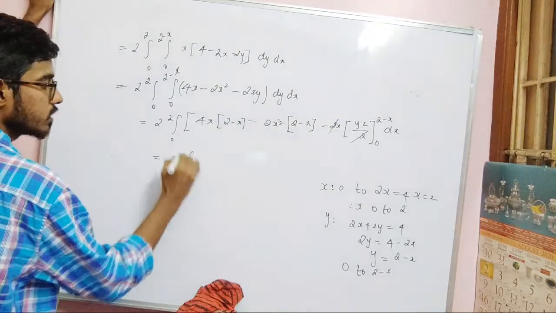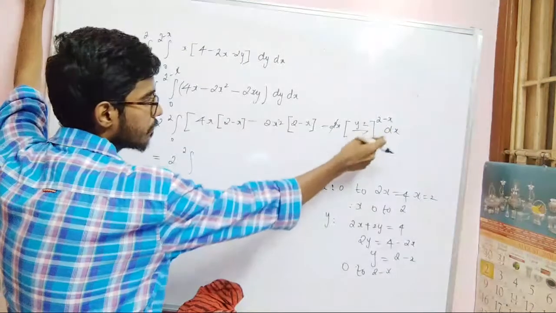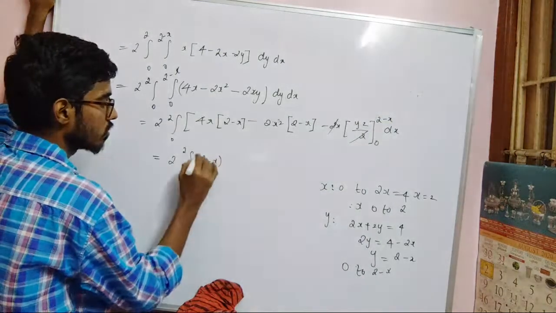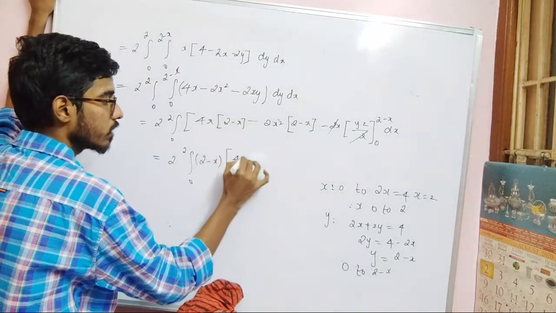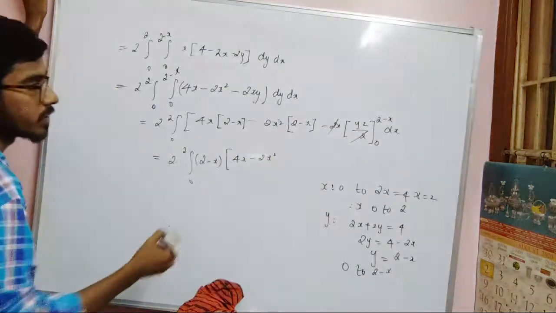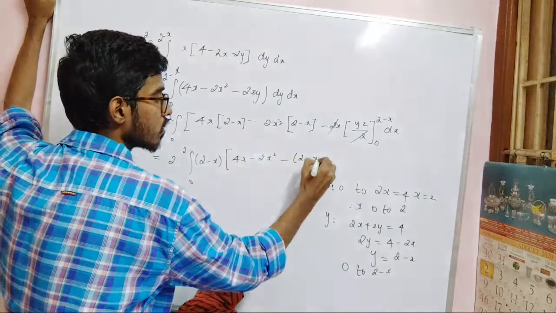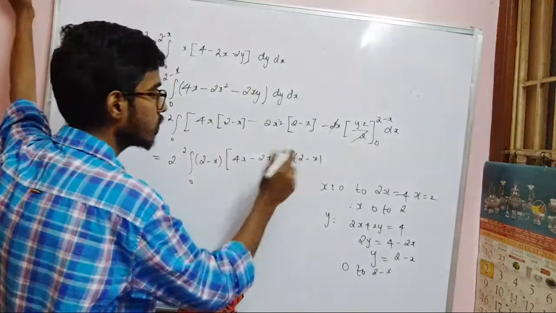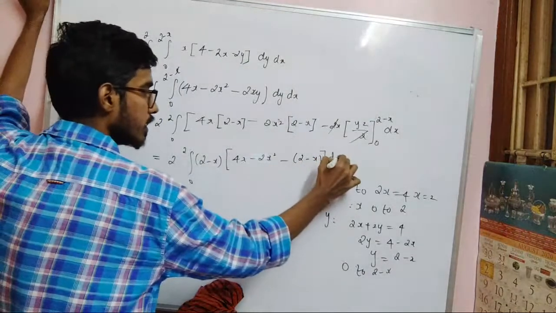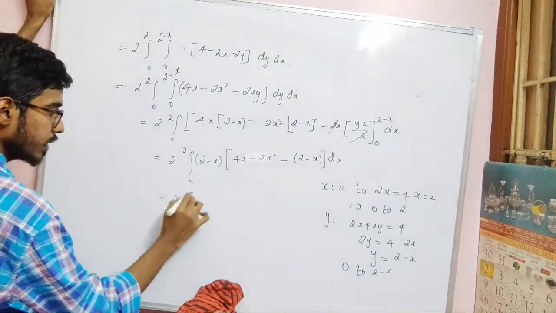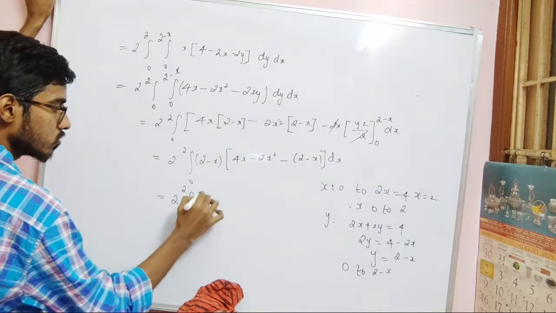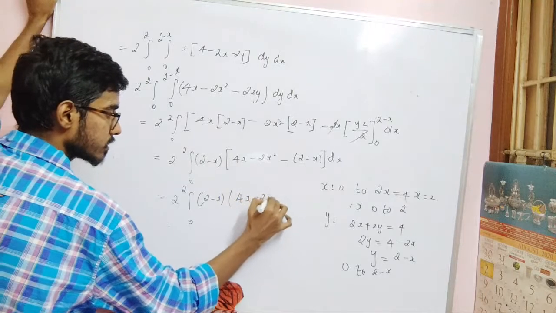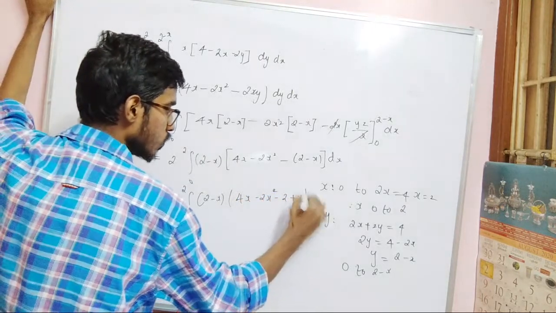So we have 2 times integral 0 to 2, and if I substitute the upper limit, you will have 2 minus x whole square. If I take 2 minus x common, here we have 4x, here we have 2x square, and here we have 2 minus x, because here we have 2 minus x whole square. So we have taken one 2 minus x outside, dx. So this is 2 times integral 0 to 2, of 4x minus 2x square minus 2 plus x.